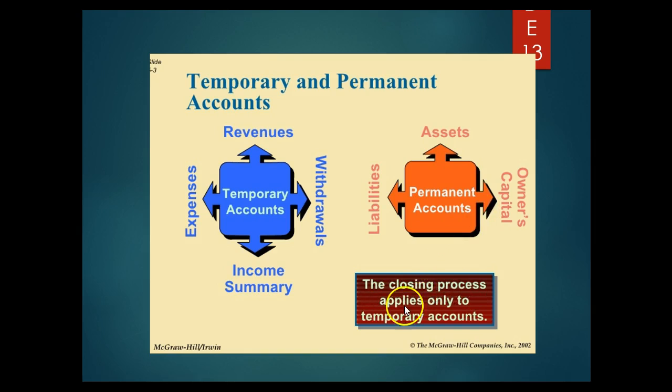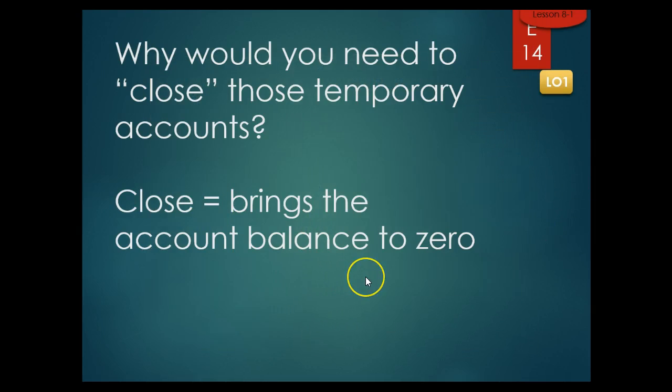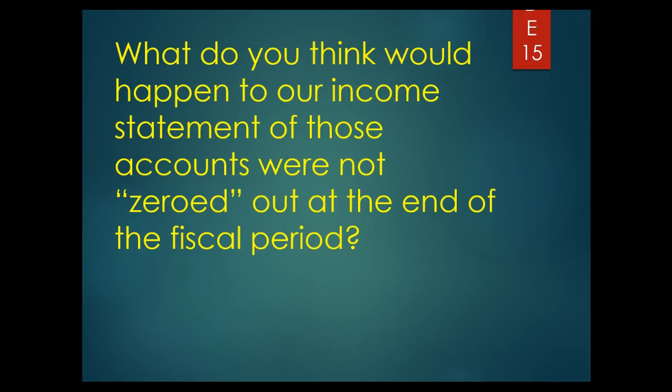The closing process only applies to temporary accounts. Closing process means you take these accounts and you zero their balance out. You would never do that to a permanent account. Why would you need to close the account? As I just said, close means bringing that account to zero. What do you think would happen to our income statement from fiscal period to fiscal period if those accounts were not zeroed out at the end?